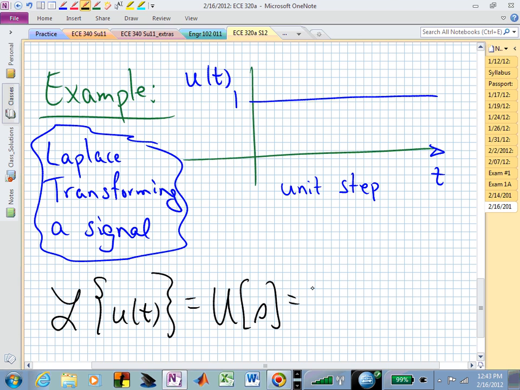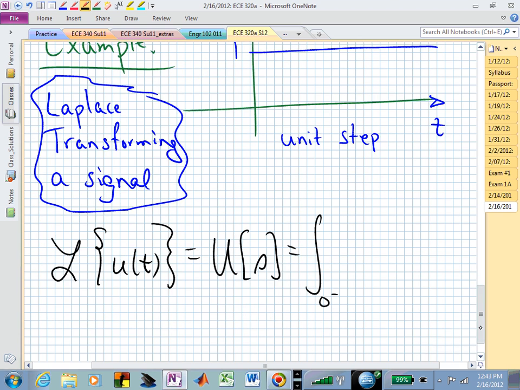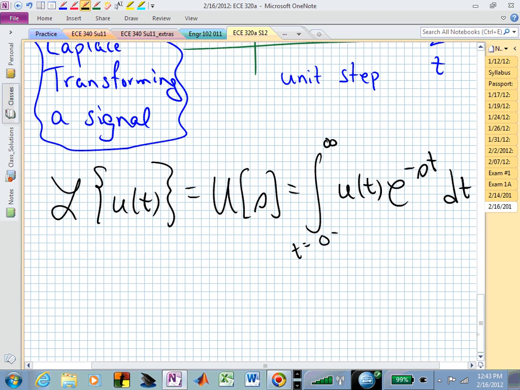which is, by definition, this integral from t equals 0 minus up to infinity of the function of time, u of t, weighted by this complex exponential, e to the minus st, and we want to integrate that with respect to time dt. That's the definition of the Laplace transform of a function, and in this particular case, little u of t is the unit step. That's just 1 for all time t bigger than 0.